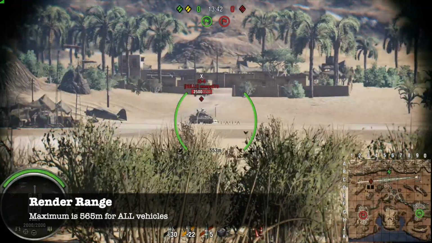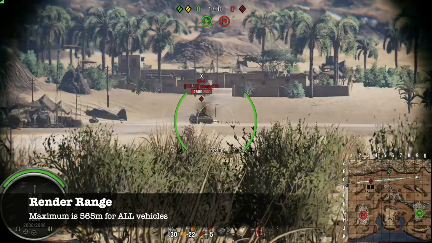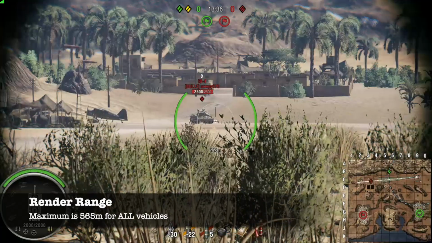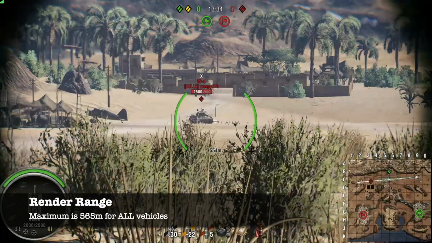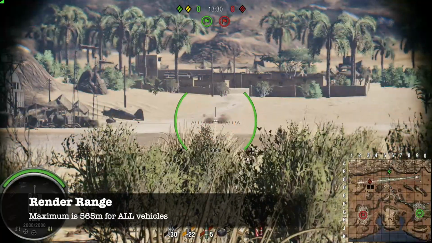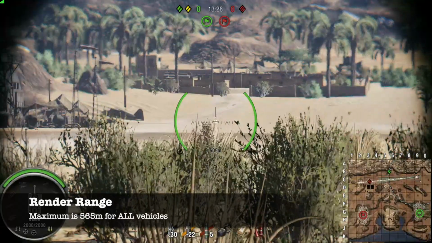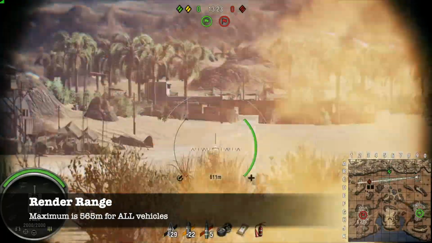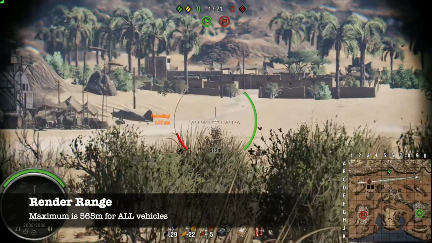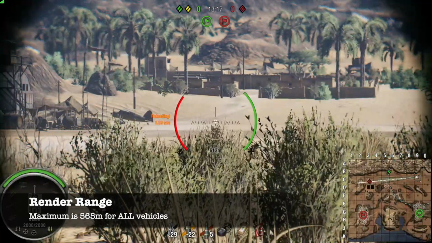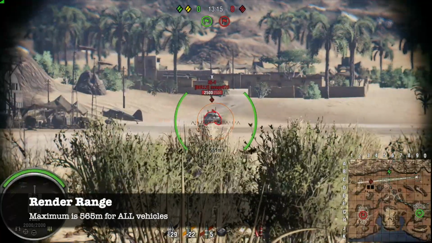So what's going to happen is the same thing is going to happen, that the IS-4 is going to back away until he becomes unspotted by me. And this is the maximum render range. He disappears, and he's going to do the same thing. He's going to roll back in until I spot him. But what I'm actually also showing here is that I am still able to do damage to him, even if I cannot physically see him.